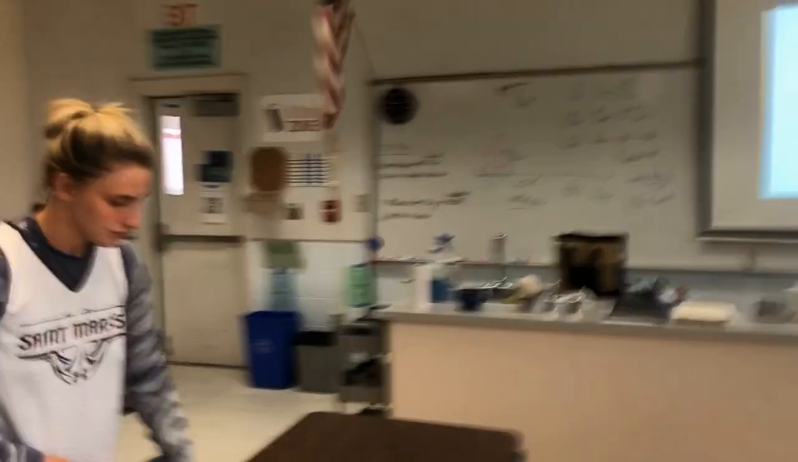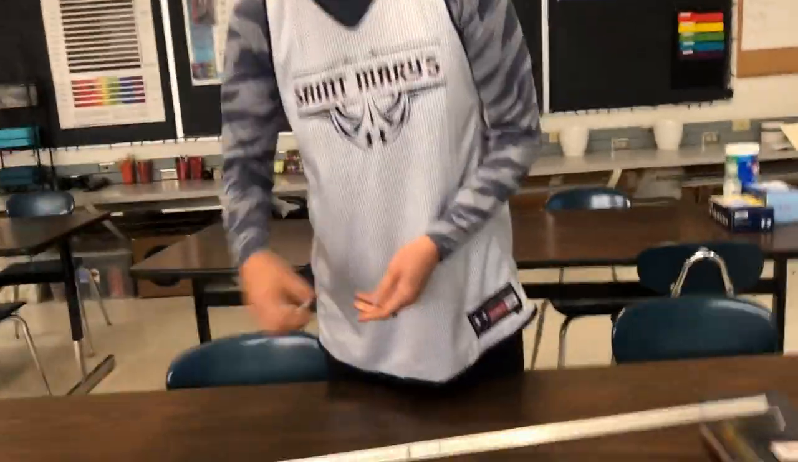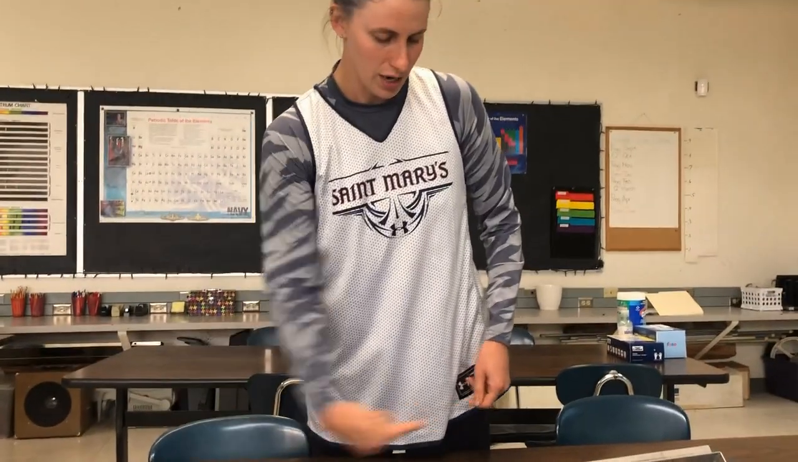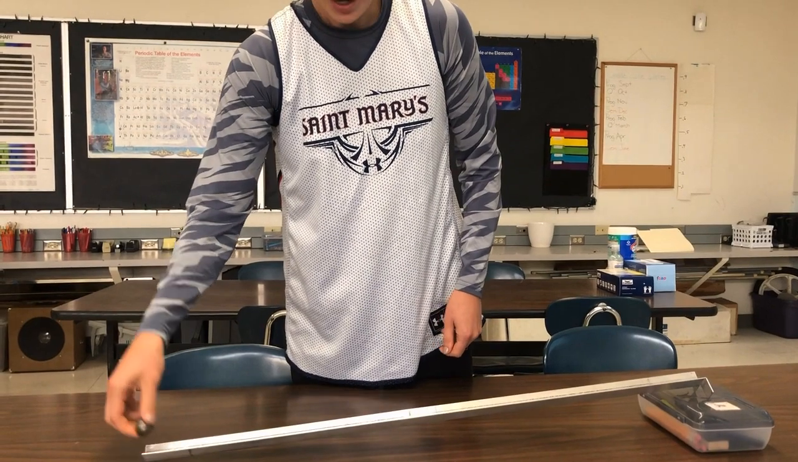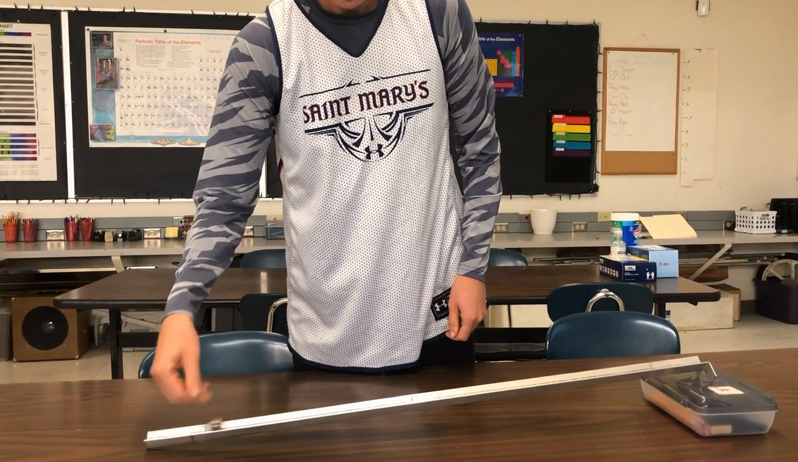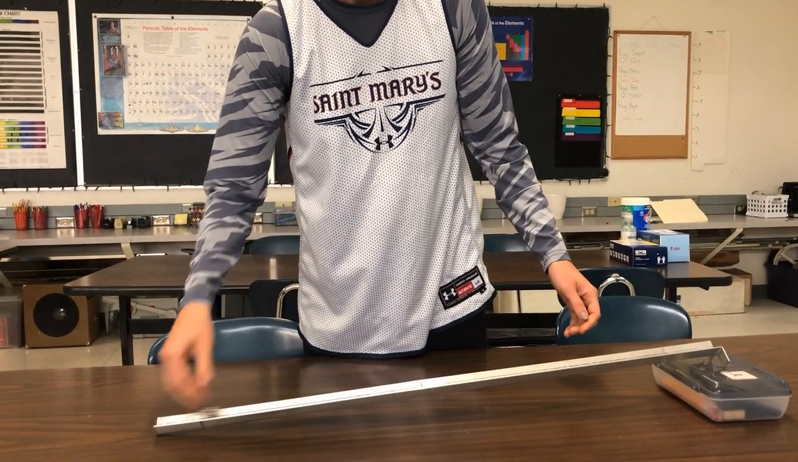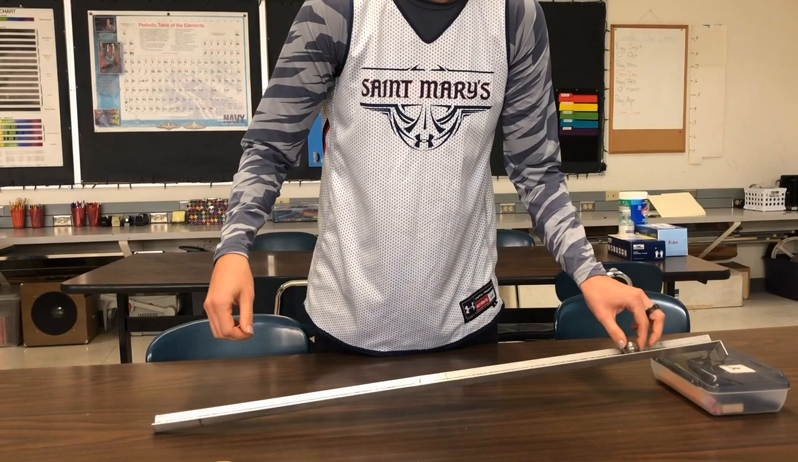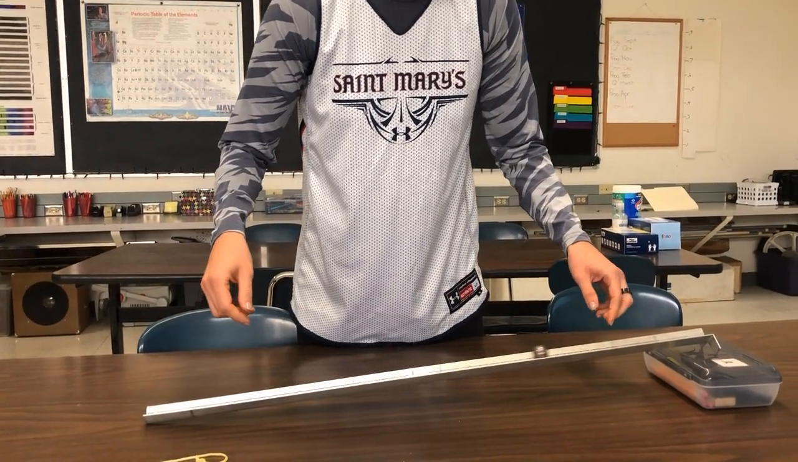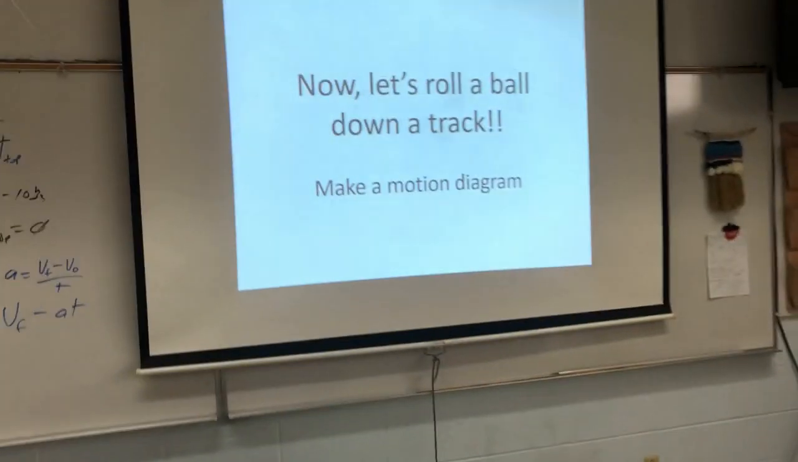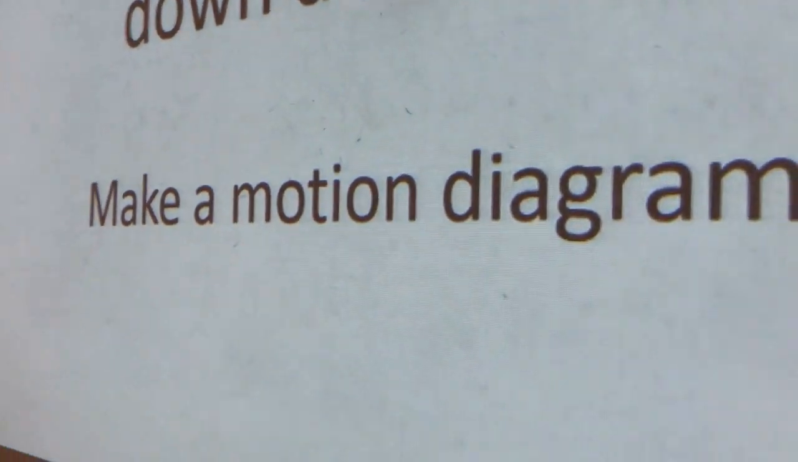Here's our last one. I'm now rolling the ball up the track. Again, I switched it so that we're still talking about the positive direction being this way. All right, here we go. I'm going to roll the ball up the track. You can do better than that. Again. Come on. Let me catch it up there. Okay, I'll do it one more time. What would this look like? Make a motion diagram. Come on, you can do it.